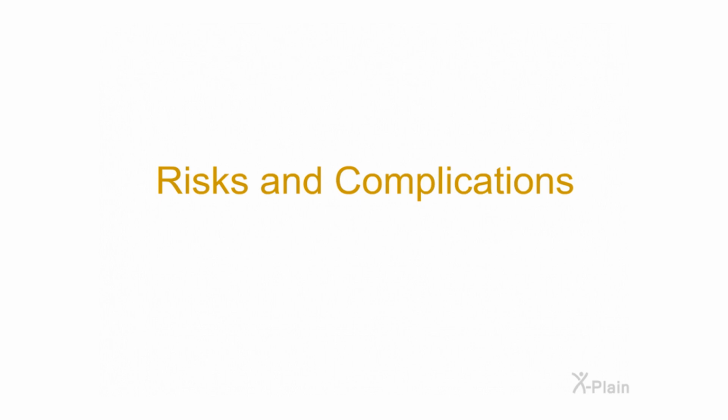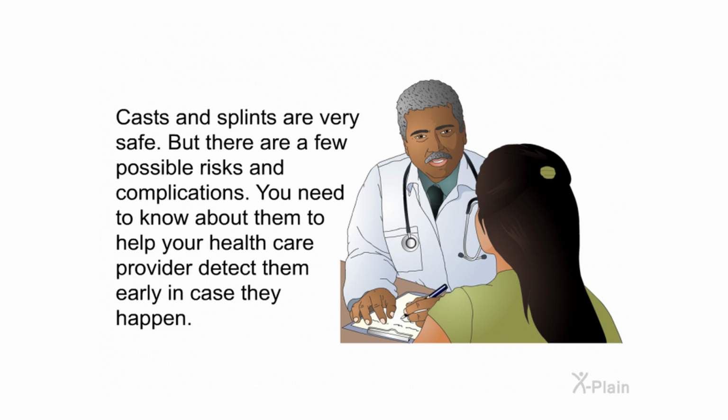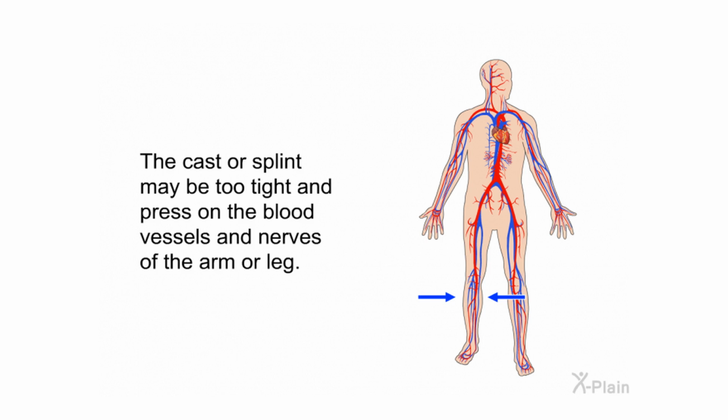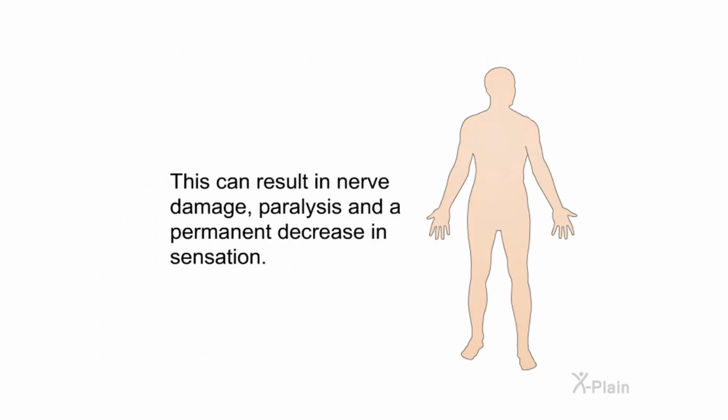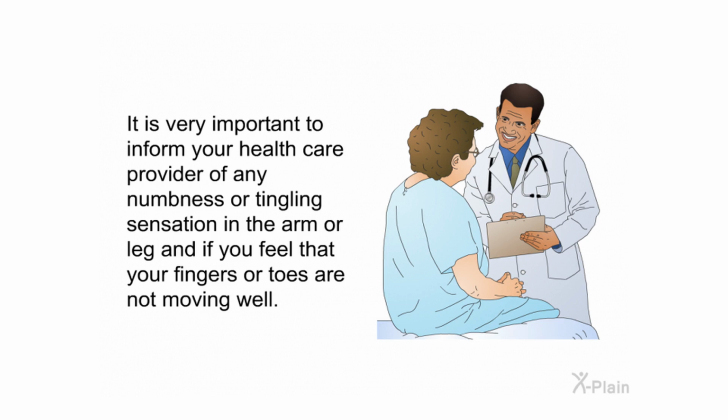Risks and complications. Casts and splints are very safe, but there are a few possible risks and complications. You need to know about them to help your healthcare provider detect them early in case they happen. The cast or splint may be too tight and press on the blood vessels and nerves of the arm or leg. This can result in nerve damage, paralysis, and a permanent decrease in sensation. It is very important to inform your healthcare provider of any numbness or tingling sensation in the arm or leg, and if you feel that your fingers or toes are not moving well.